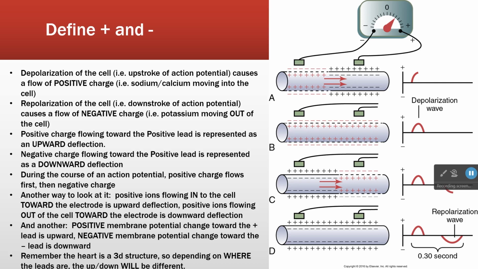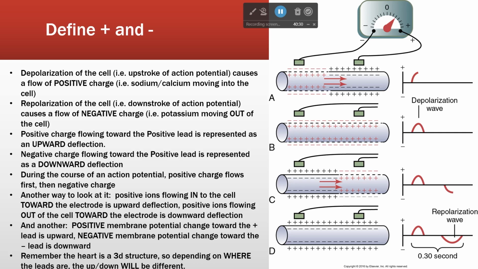Here, let me move my recorder. I need to make a spot on my slides for that thing. All right, so you have negative charge moving towards the positive lead, so we get a negative deflection. You would also get a negative deflection if you moved positive charge towards the negative lead, just to clarify. Now here, repolarization has finished, and lo and behold, we are back up to 0 because now there's no more electrical vector. There's no more flow happening.